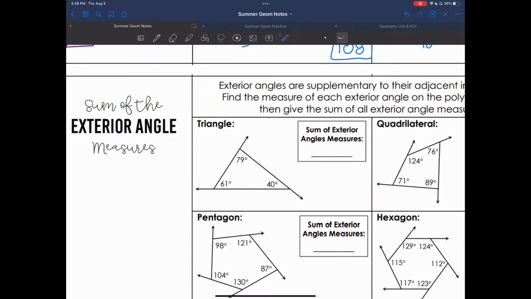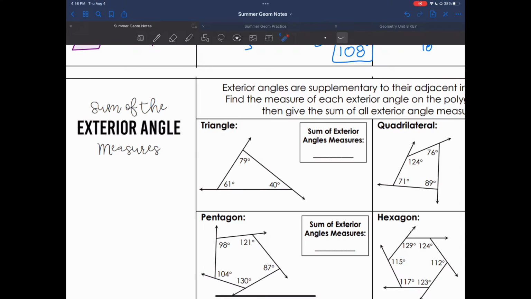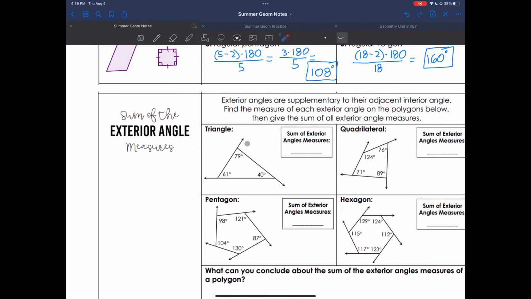So now we want to shift our focus and figure out what the sum total of all of those exterior angles would have to equal. And we're going to test it out for a triangle, a quadrilateral, a pentagon, and a hexagon, and see if we can make some conclusion down here.